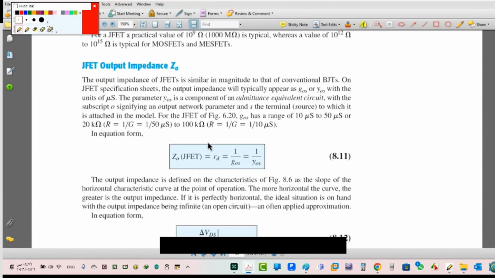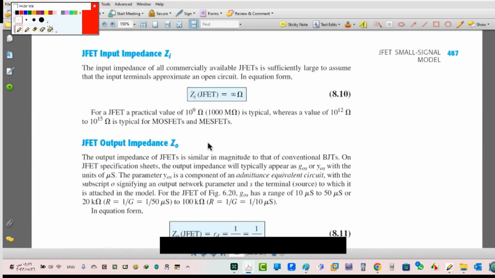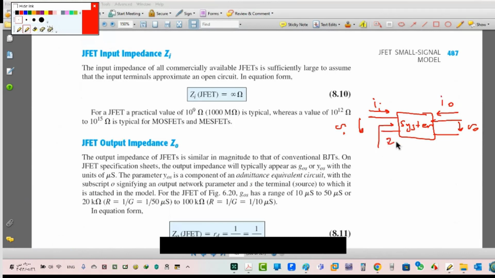What are these parameters? You know, every time we are talking about parameters for any system, we have 6 parameters: VI, VO, II, IO, ZI, ZO, then you have AV, which is VO over VI, and AI, which is IO over II. I guess this is clear.